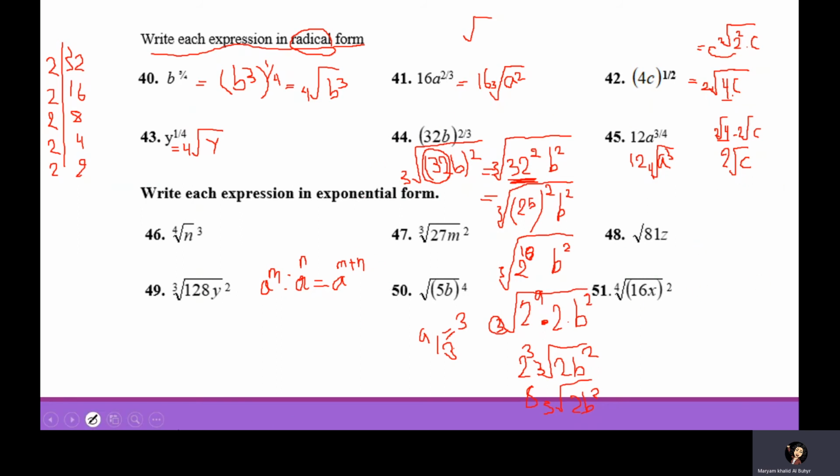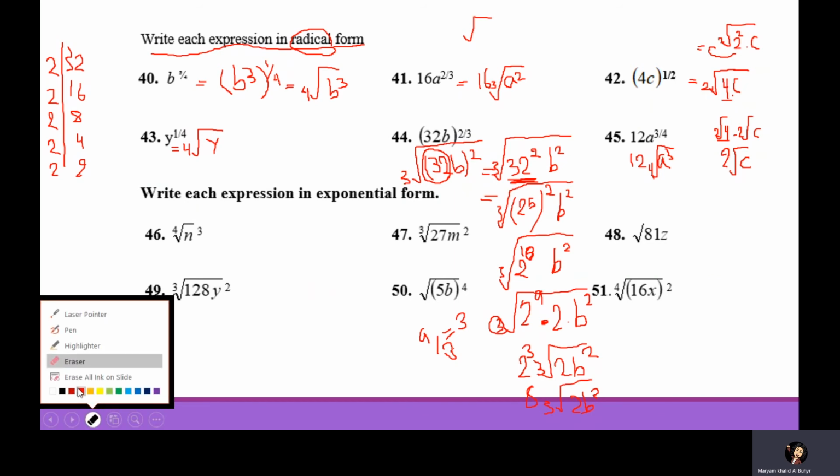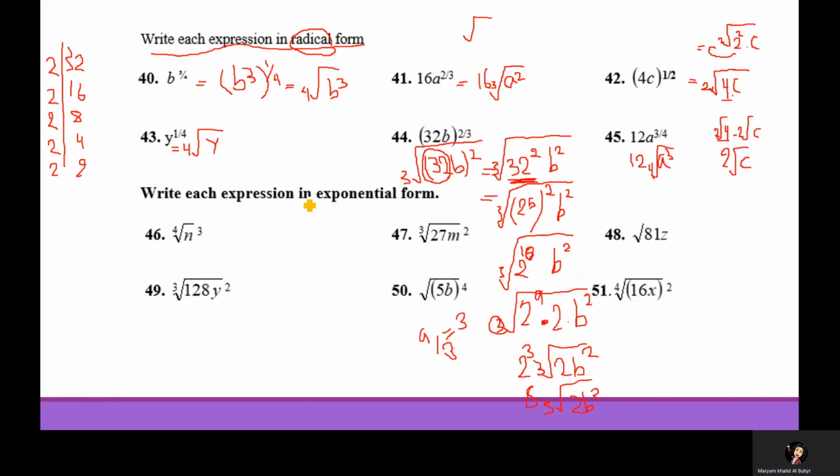Now that's for this part. Let me continue and do with you. Now the opposite. Here we have the radical form. We are going to convert this radical form into exponential form. So let's do that. That's immediately will be n to the power 3 over 4.